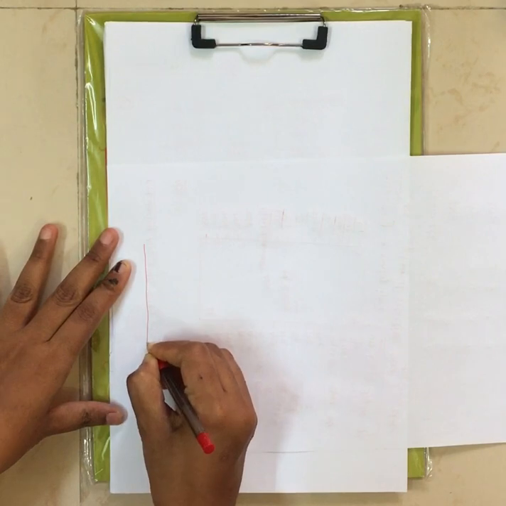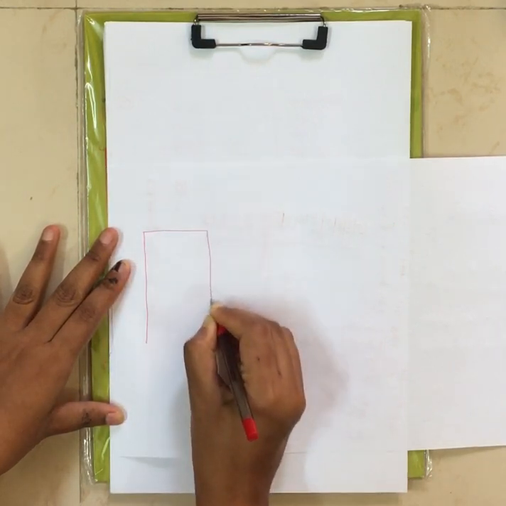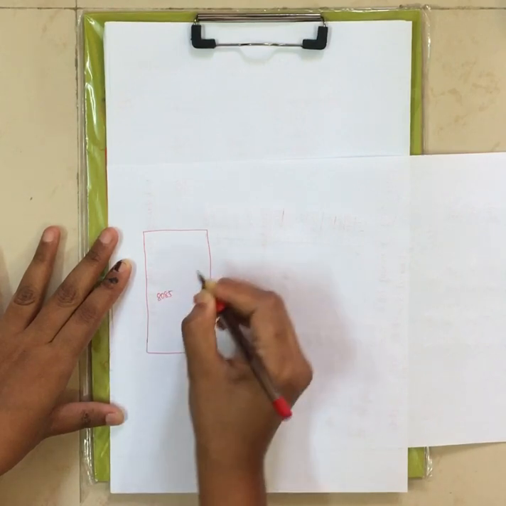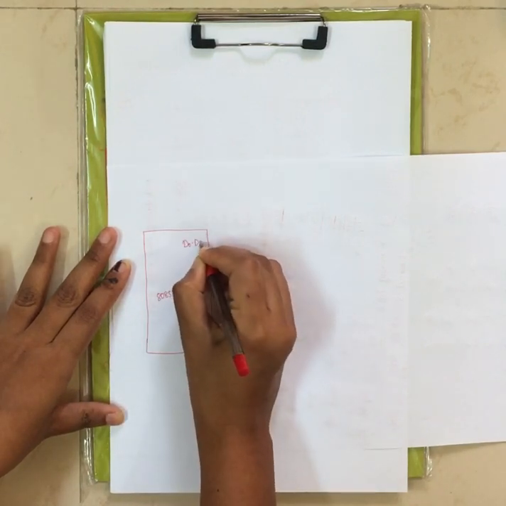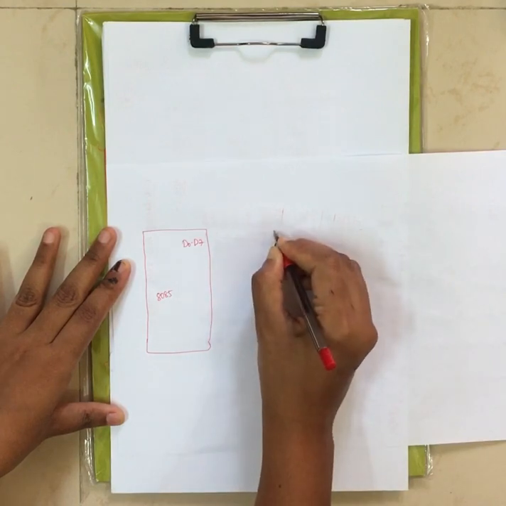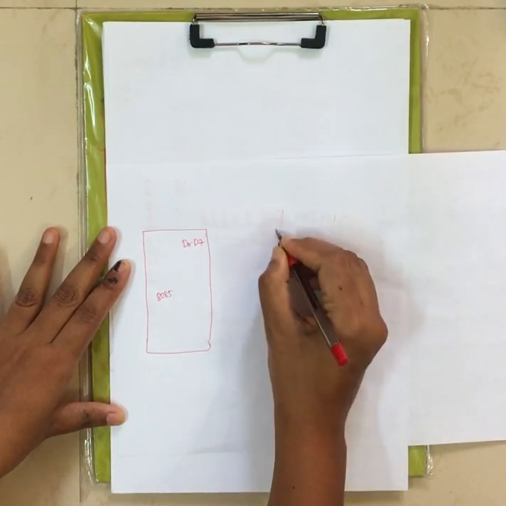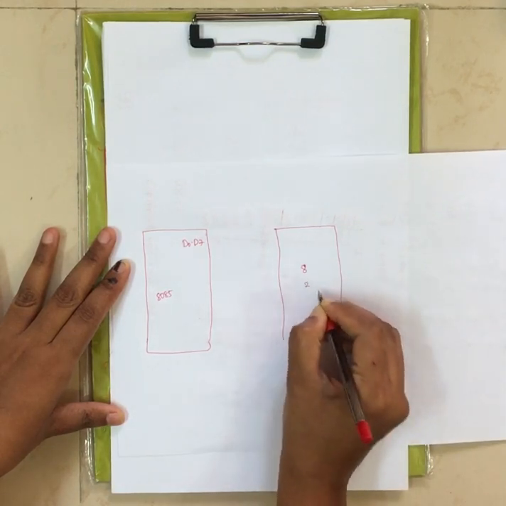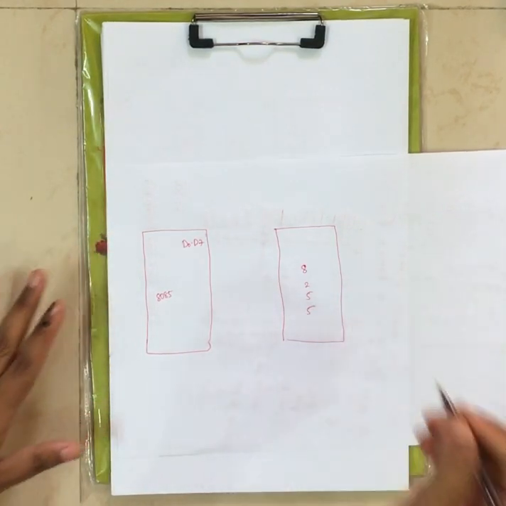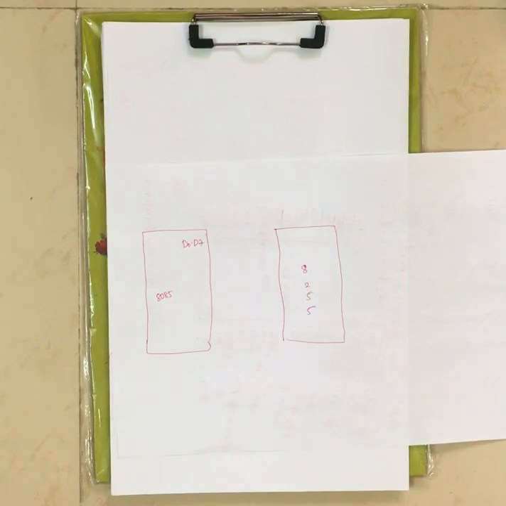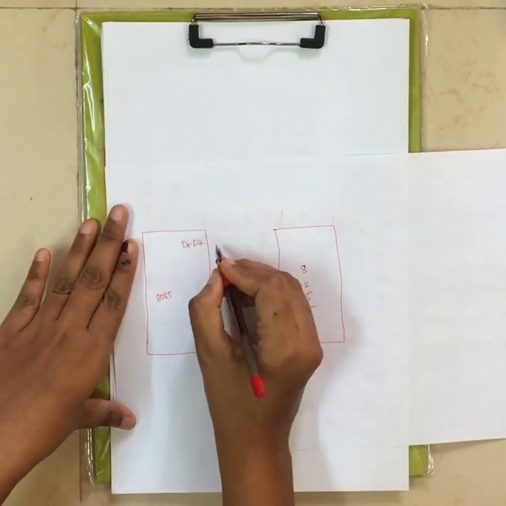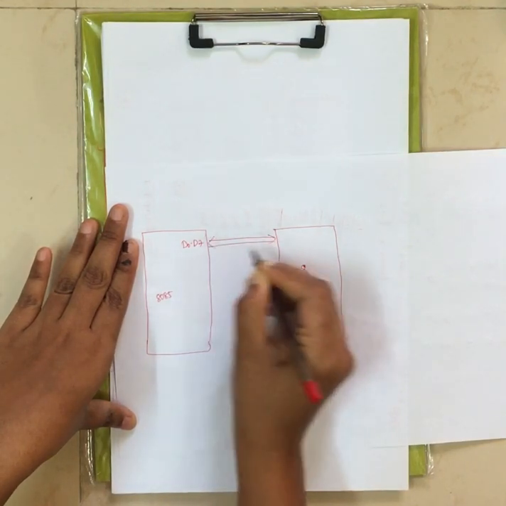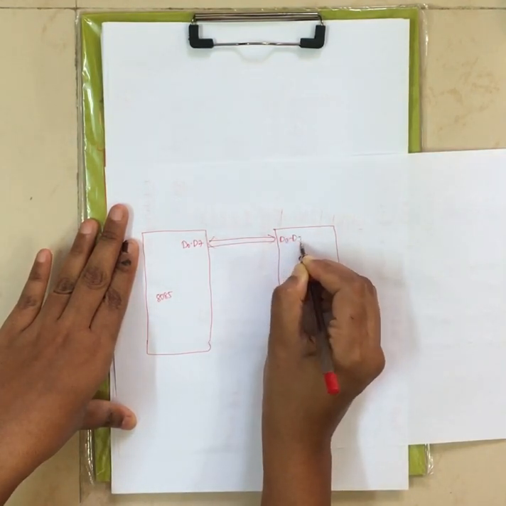Now this is your 8085 microprocessor. Let us assume this is your 8085 microprocessor, and here you have data bus D0 to D7. Now let us assume this is your 8255, nothing but general purpose IO. D0 to D7 of 8085 is connected to D0 to D7 of 8255.